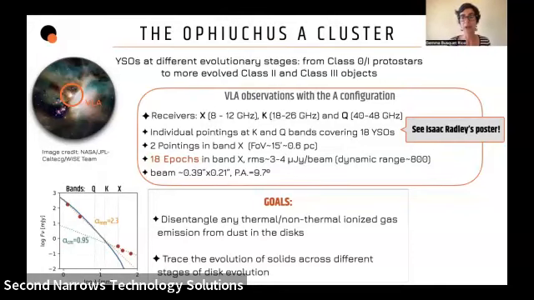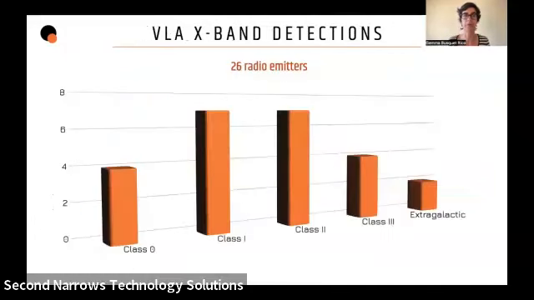For this, we did 2 different pointings and 18 different epochs, reaching a final sensitivity of 4 microjanskys per beam. The goals of this project are to disentangle any thermal or non-thermal ionized gas component, to subtract it and obtain the contribution of thermal dust emission in the disk, and then trace the evolution of the solids across different stages of disk evolution.